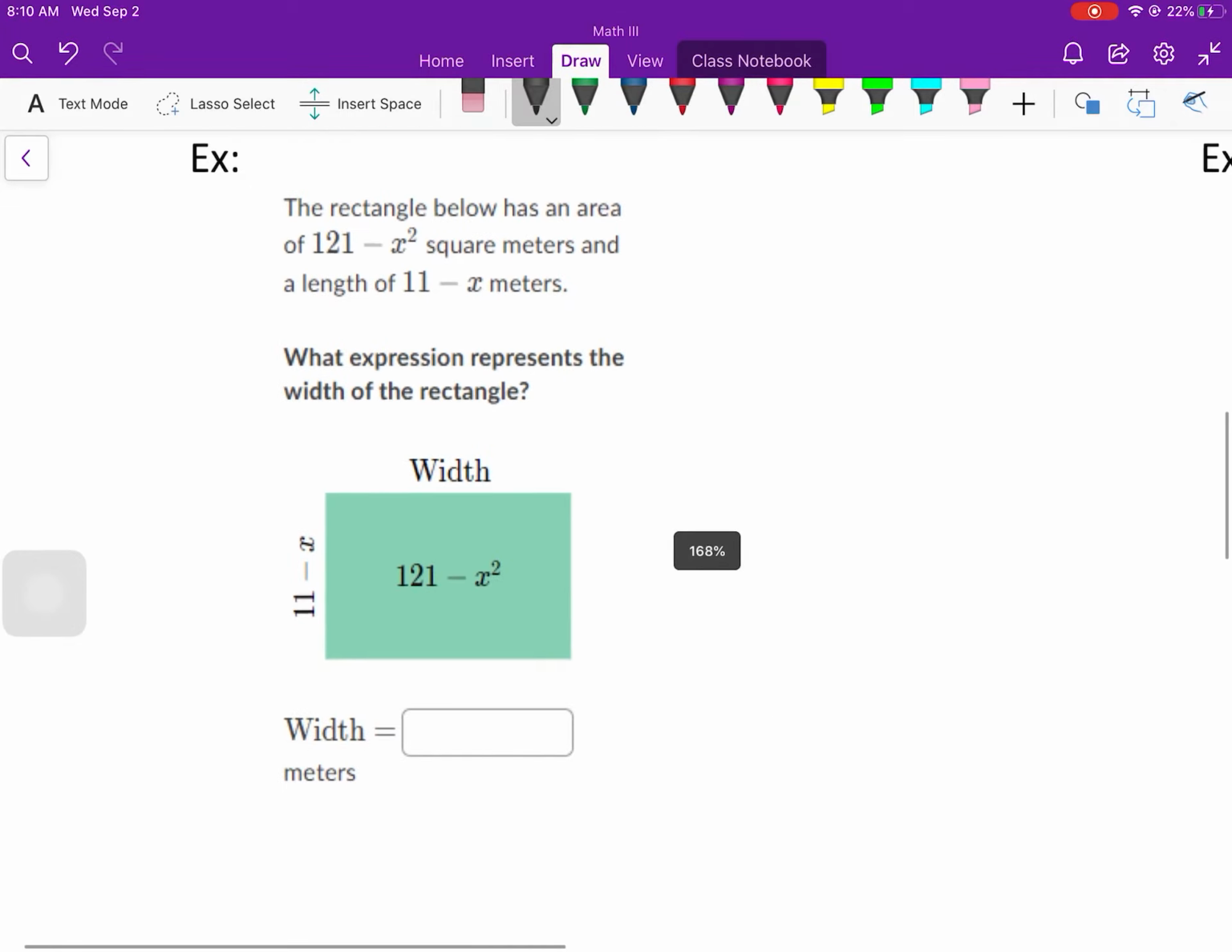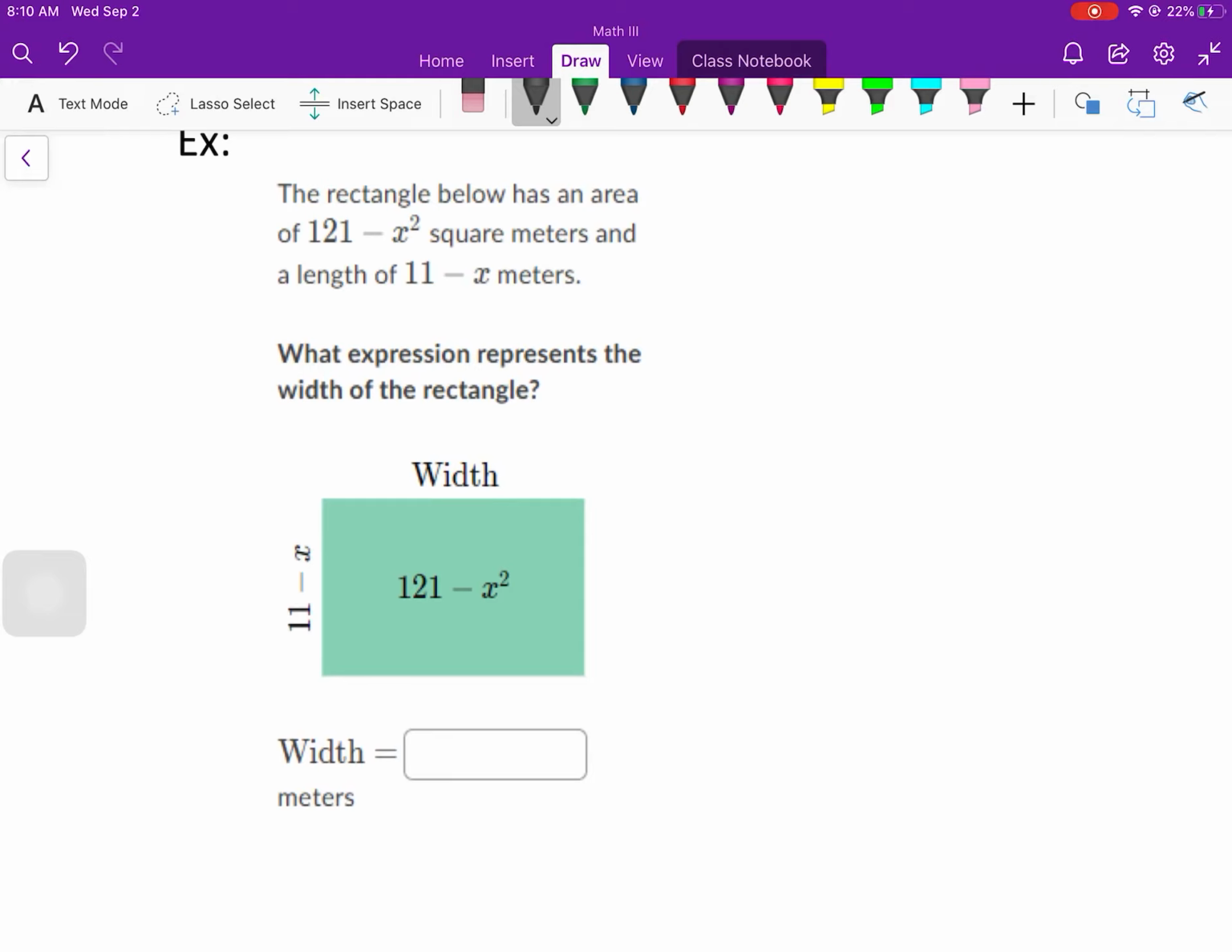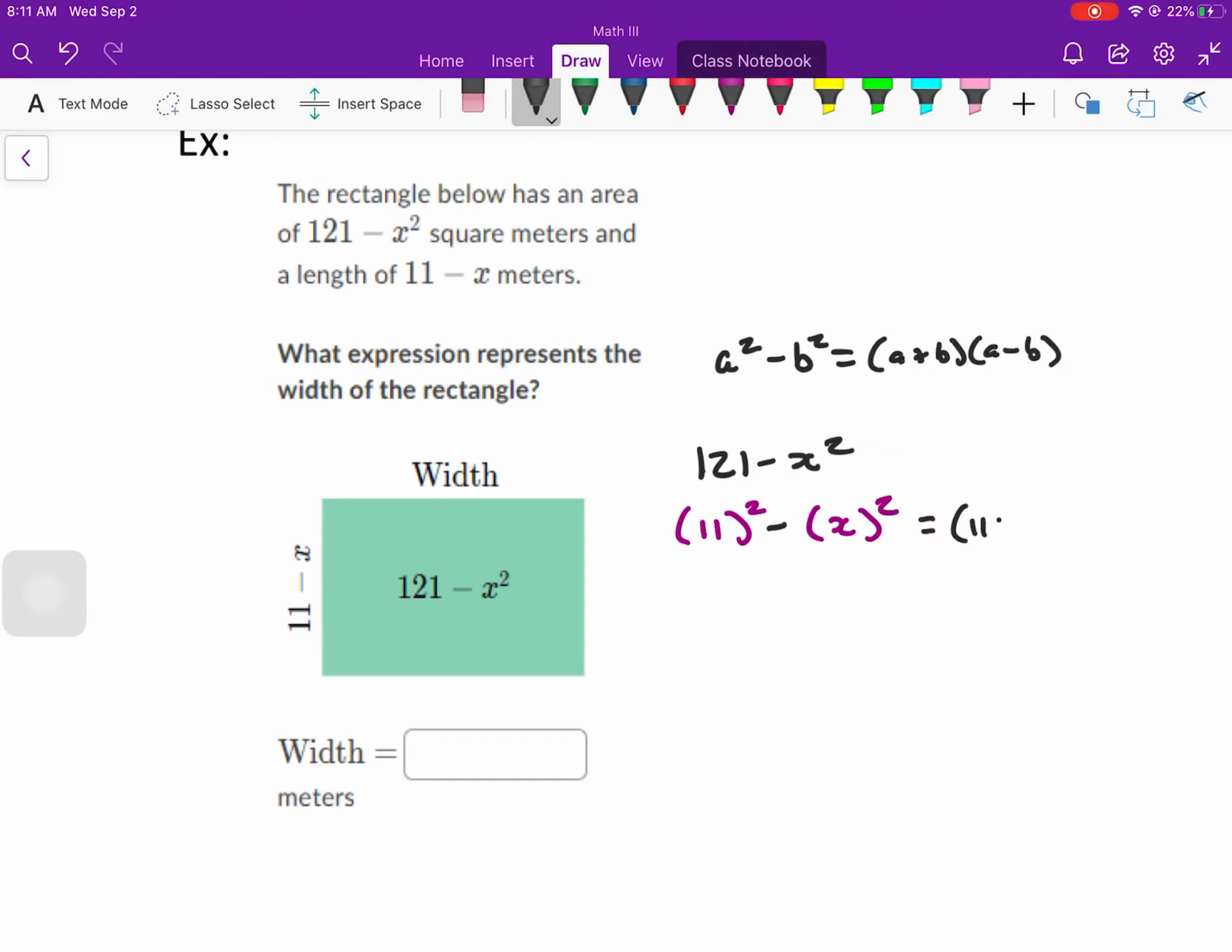So what's this? This is just the area model. Same idea. So if you were to think of 121 minus x squared, so if we were to picture this as something squared, this would be 11 squared, and this would be x squared, right? And it is a minus, that checks off. And so remember the form, a squared minus b squared could be rewritten as a plus b, a minus b. So I could write this as 11 plus x, 11 minus x.